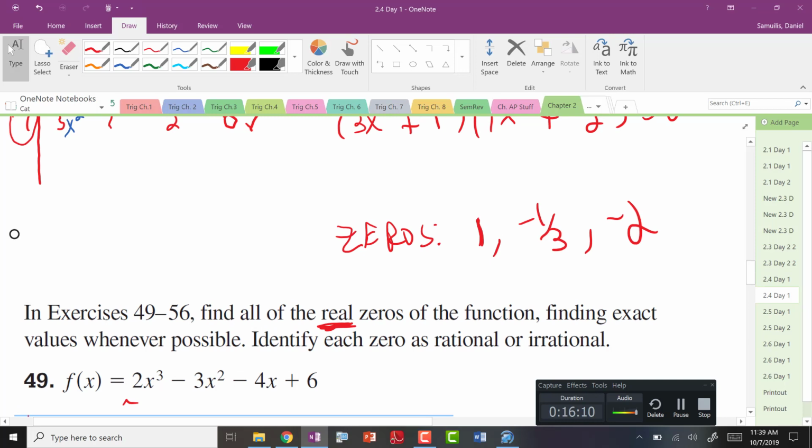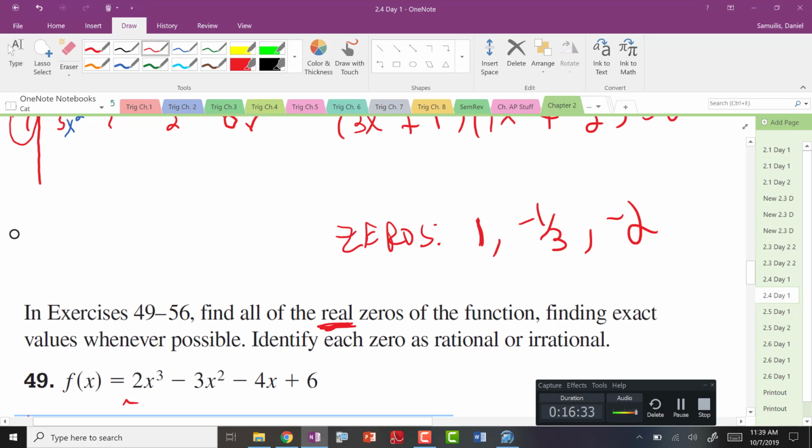So here's this polynomial. And then notice what it says in exercise 49 through 56. Find all. What does that say? What's that word right there? Find all of the real. It doesn't say rational. It says find all real. That means rational or irrational as well.